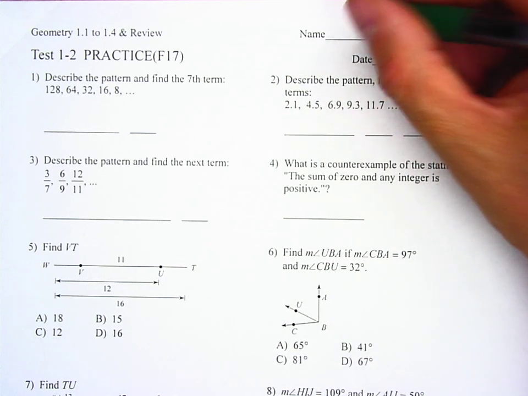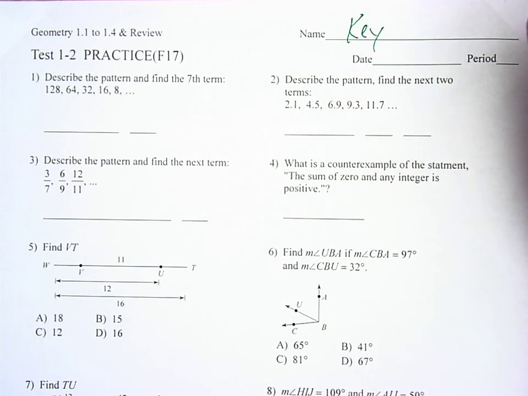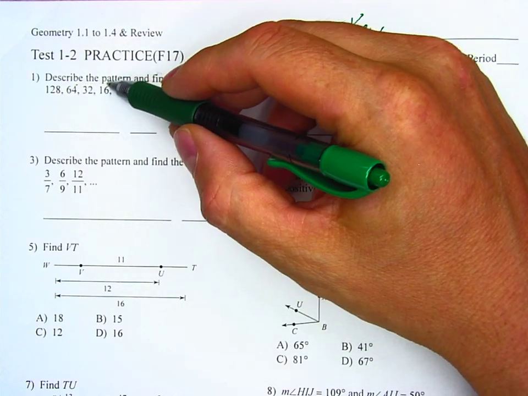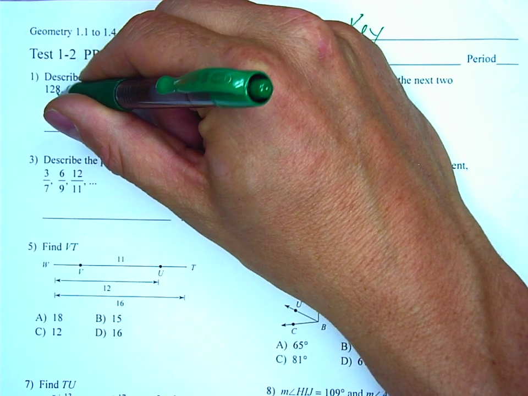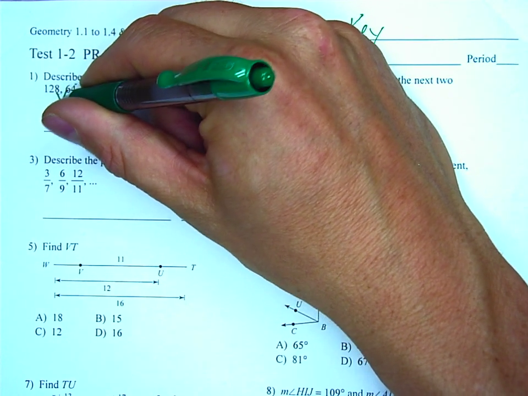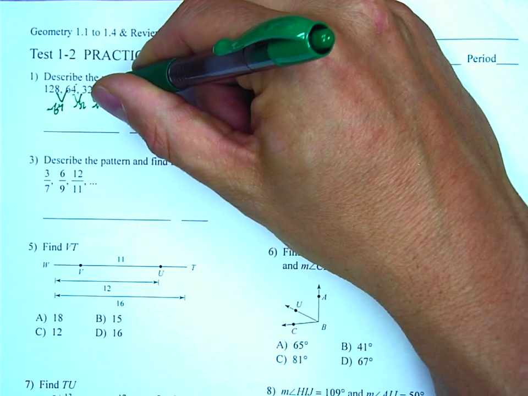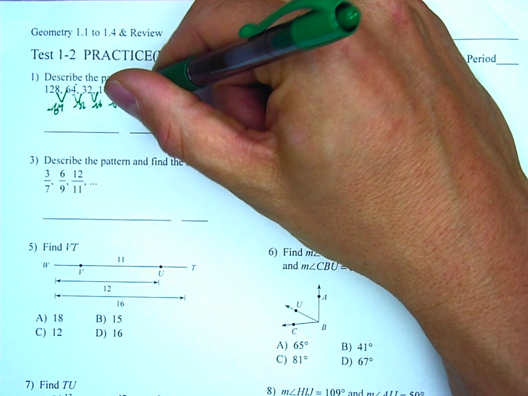Let's begin. Question 1, pattern. So we're looking at a pattern here: 128, 64, 32, 16, and 8. So I can try subtraction first if I want. I would say I'm subtracting 64, then subtracting 32, then subtracting 16, then subtracting 8. So the next number I'd subtract would be half of 8, which would be 4.